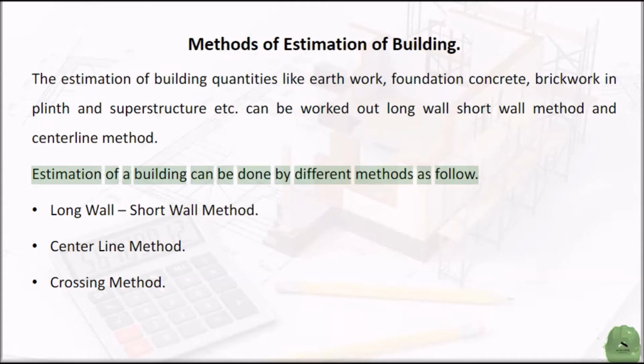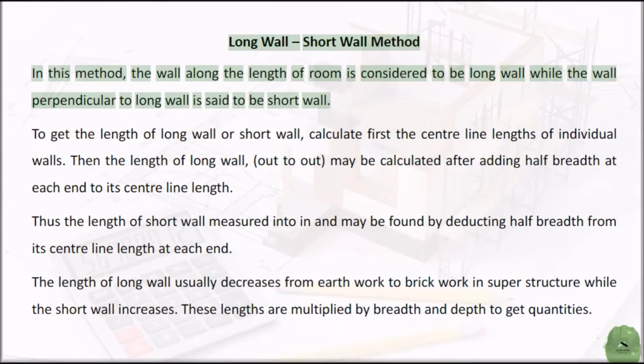Estimation of a building can be done by different methods as follows: long wall short wall method, centerline method, crossing method. Long wall short wall method. In this method, the wall along the length of the room is considered to be the long wall, while the wall perpendicular to the long wall is said to be the short wall.